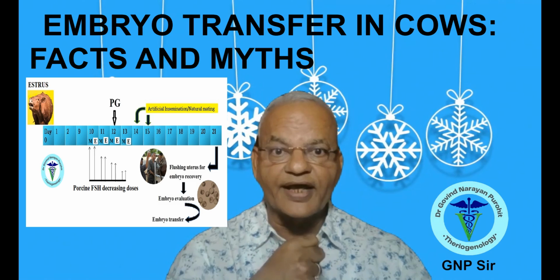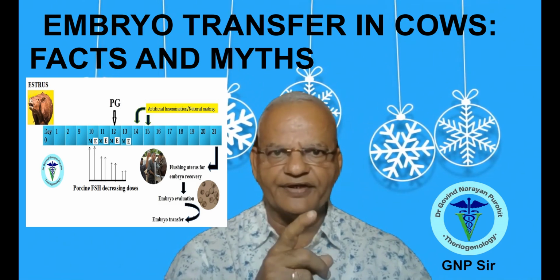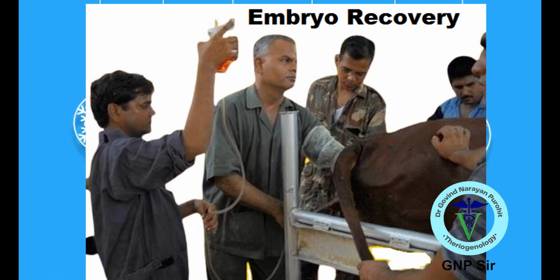Now, you have to recover these embryos. How to recover these embryos? For embryo recovery, there is a procedure known as uterine flushing, and for that we use specific media, for example Dulbecco's phosphate buffered saline, and we infuse this Dulbecco's phosphate buffered saline inside the uterus.